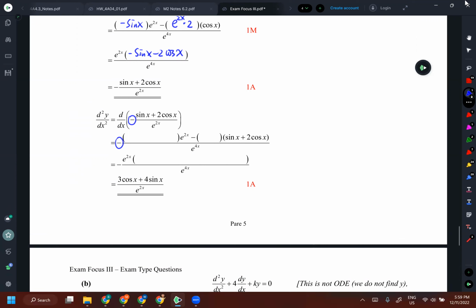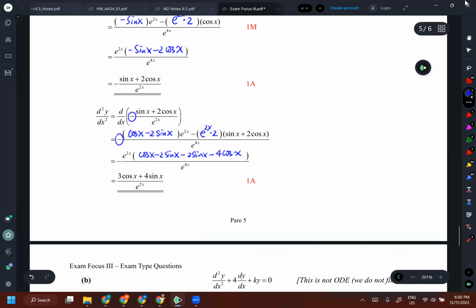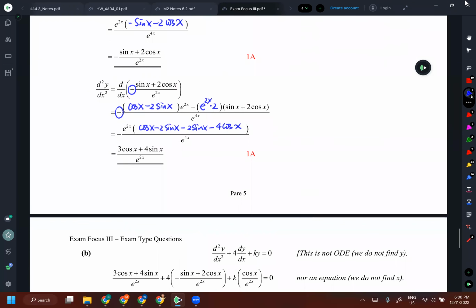So again, d high, low minus d low, high. And then you take out e to the power 2x. That's cosine x minus 2 sine x minus 2 sine x minus 4 cosine x. And then you have the answer. The final answer, you don't have a negative sign because the negative sign is gone basically.